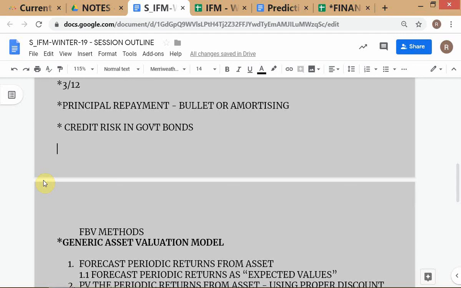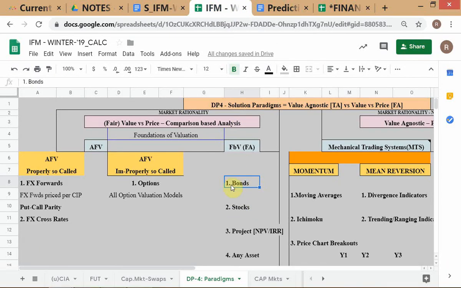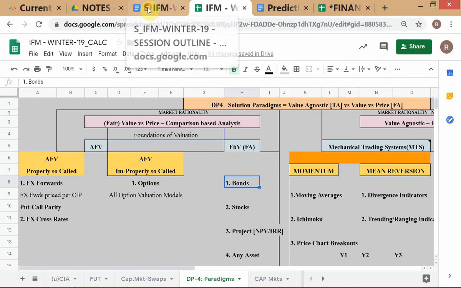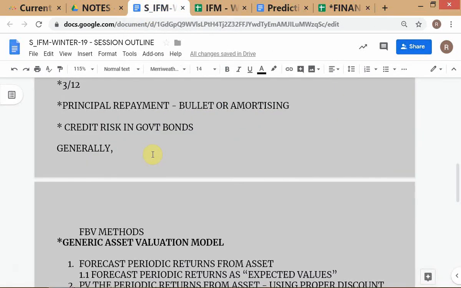I'm not writing this long explanation, but you can remember this. Fiat currency regime. So generally, you should understand all this. We are talking about credit risk in government bonds. Why is this topic important? Because we are talking about applying the generic asset valuation formula even to bonds. So while having that discussion, I think it's useful to discuss this point.